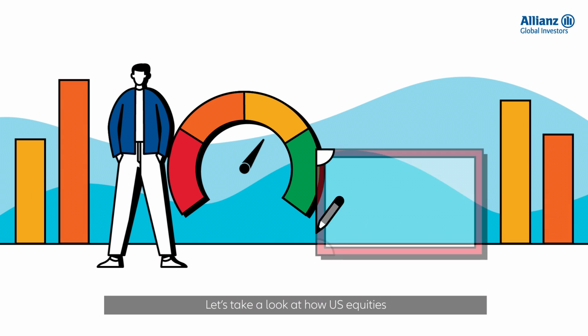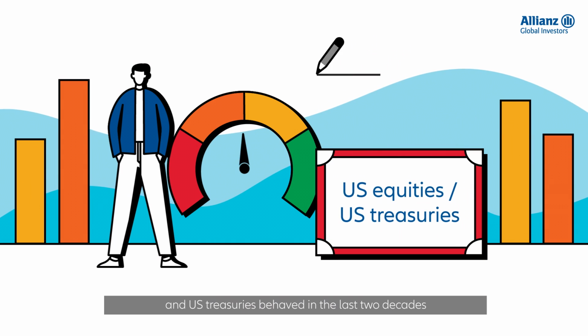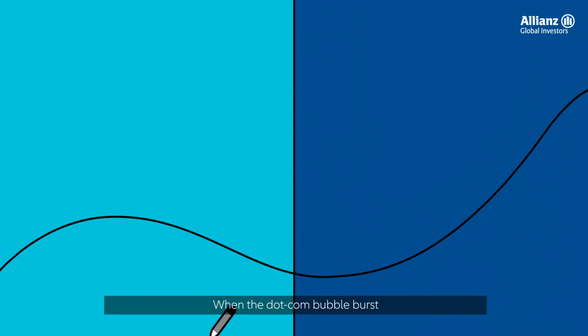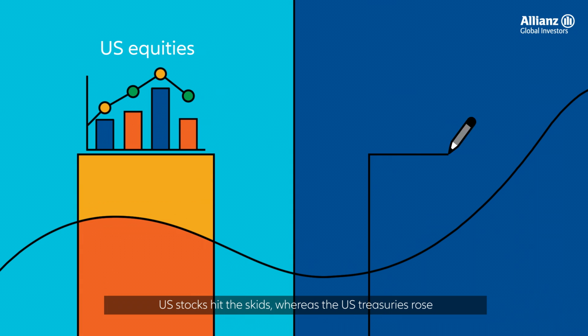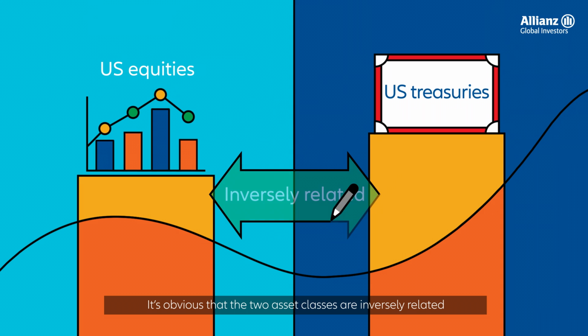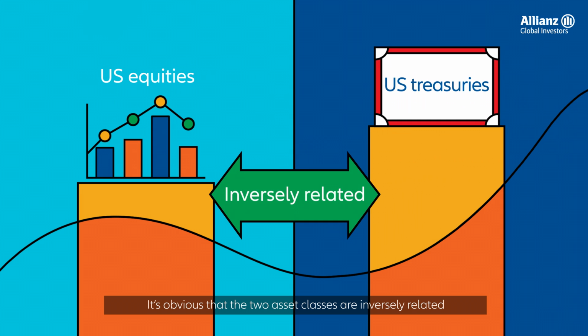Let's take a look at how US equities and US Treasuries behaved in the last 2 decades. When the dot-com bubble burst, US stocks hit the skids, whereas the US Treasuries rose. It's obvious that the two asset classes are inversely related.